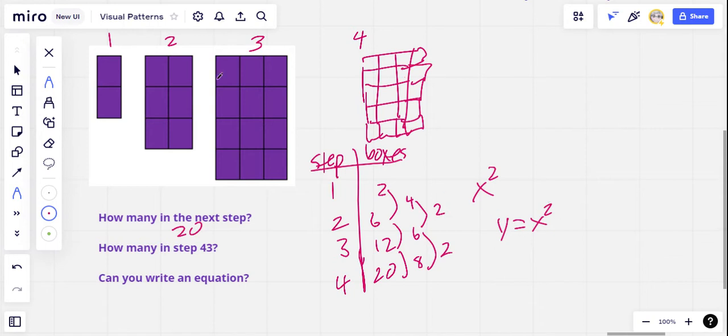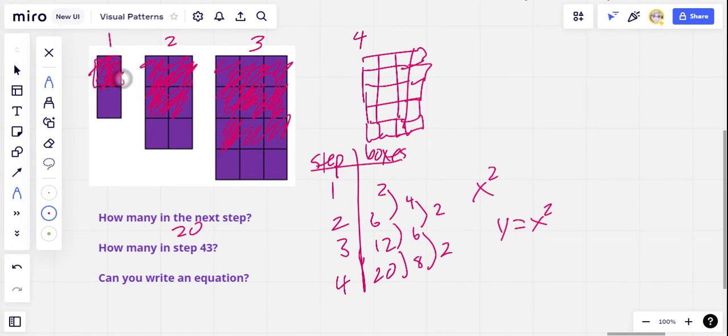So x is our step number. So in step 1, it's 1 squared. So I'm just going to mark off the 1 squared part. And in step 2, 2 squared would be 4. So we'll mark off that. So that's 2 squared. And in step 3, it would be 3 squared. So that would be all of this.